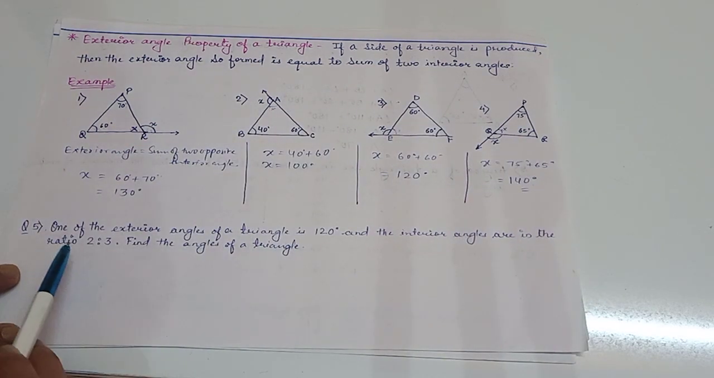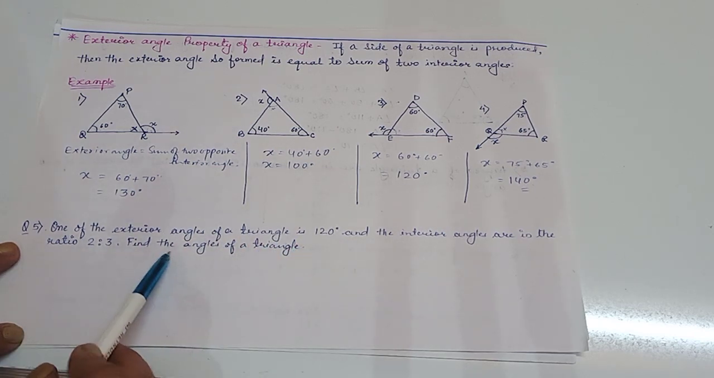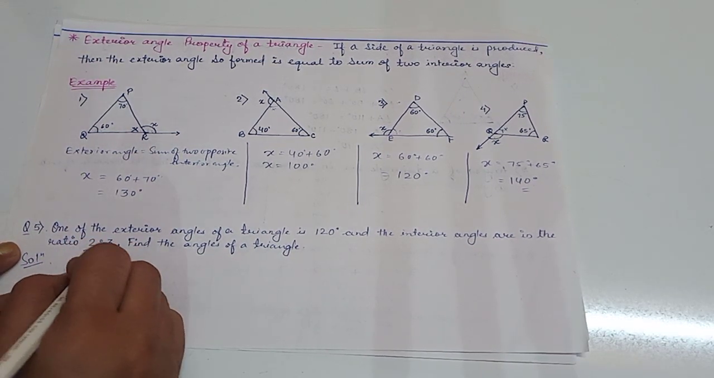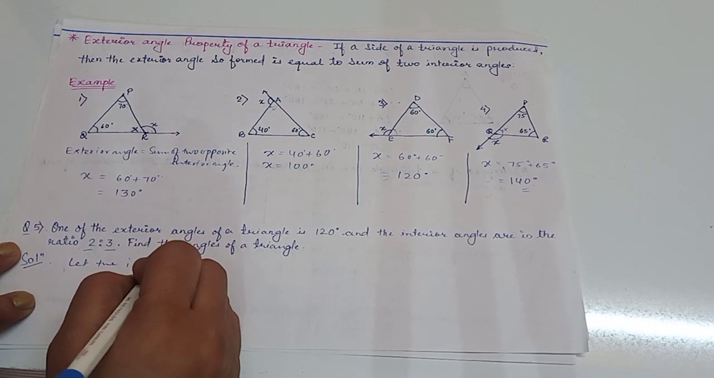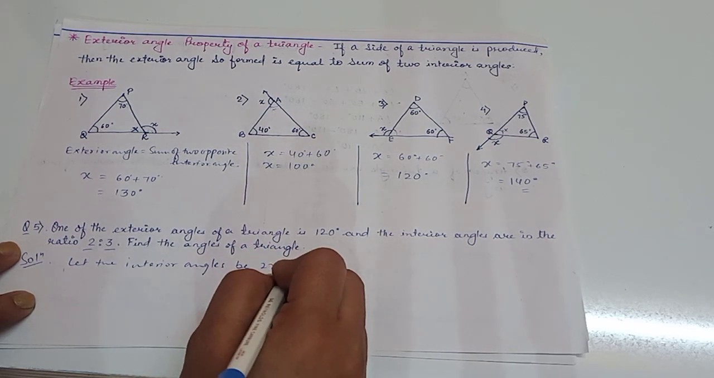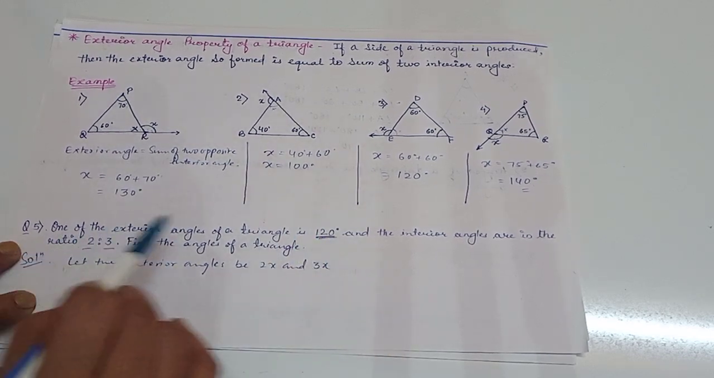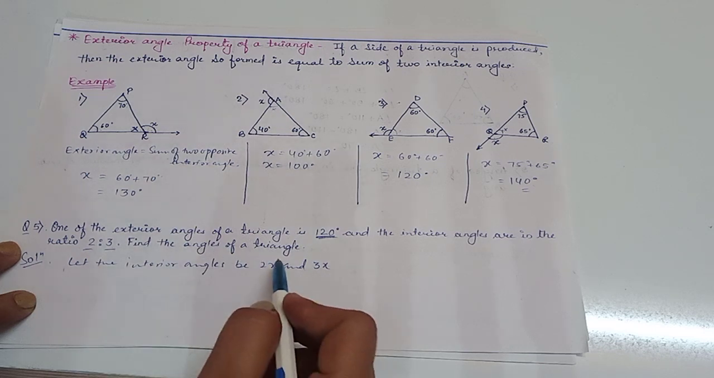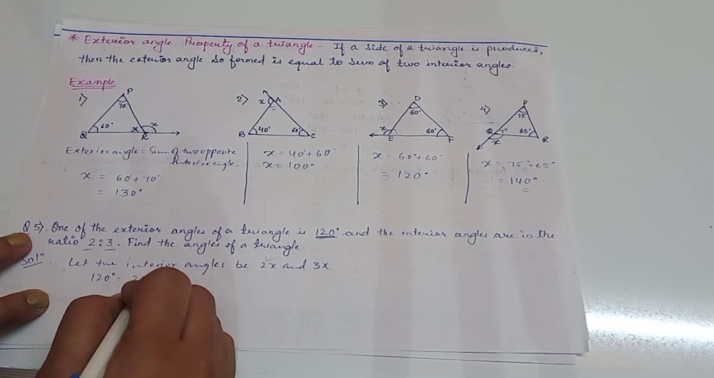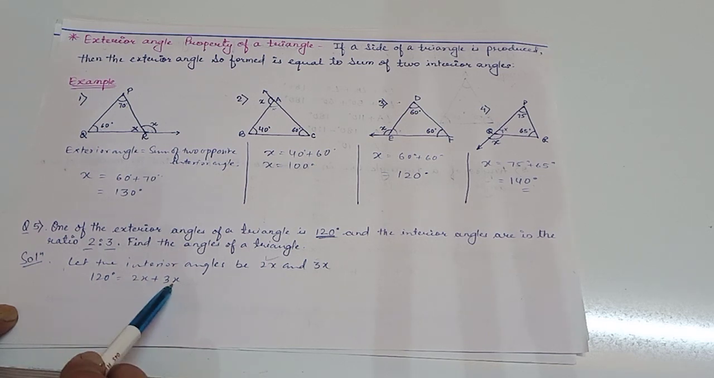Now here the question may come like, one of the exterior angles of a triangle is 120 degrees and the interior angles are given in the ratio form. So similarly we can first do it like this: let the interior angles be in the form 2x and 3x. Then we know that this is an exterior angle, so this should be equal to the sum of these two angles, which I have taken as 2x and 3x. So we can simply write 120 is equal to 2x plus 3x, as the exterior angle is equal to the sum of two opposite interior angles.